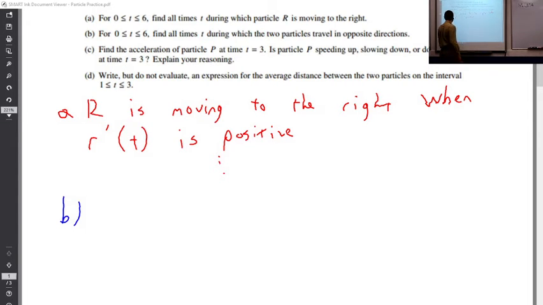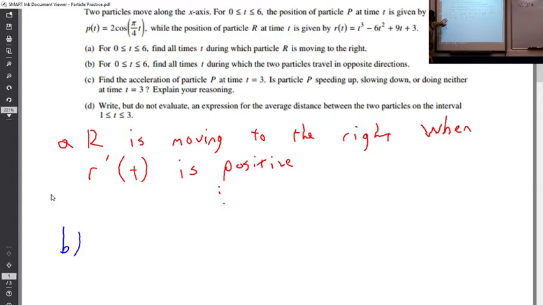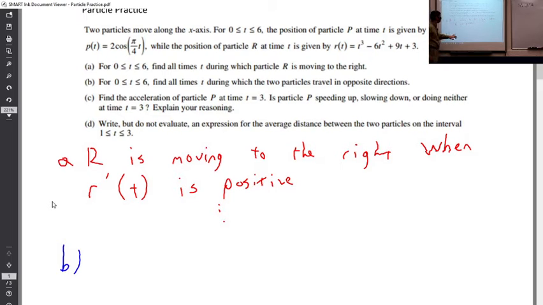And so we've already done our sign chart in part A for particle R, so let's do it now for particle P. We're going to do P prime. So, the derivative of this function. The derivative of 2 cosine of pi over 4t.